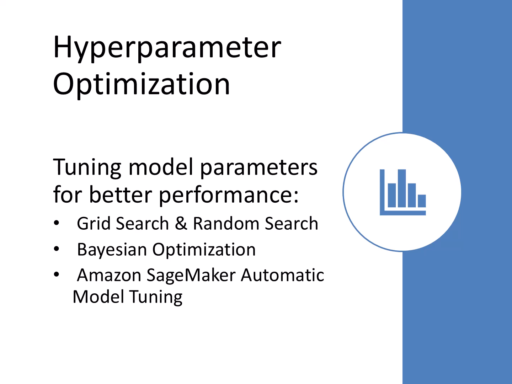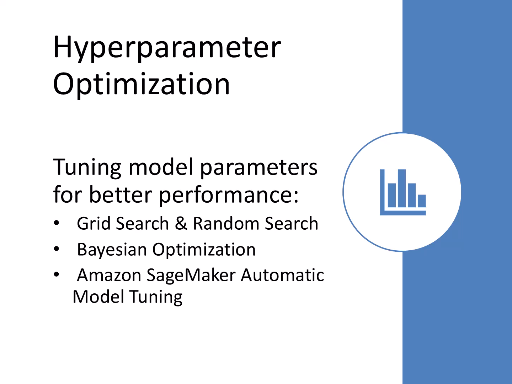How do you do hyperparameter optimization? Hyperparameters are settings that govern the training process itself, rather than the model parameters that are learned during training. Examples include learning rate, batch size, number of hidden layers, and regularization strength. The challenge is that there is no analytical way to find the optimal hyperparameters. They must be discovered through experimentation. This is where hyperparameter tuning comes in.